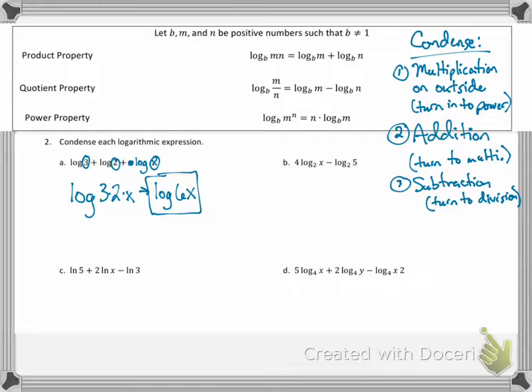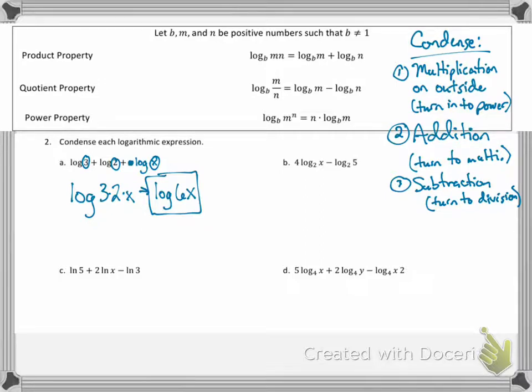So, again, we look for that using that checklist at the beginning. Okay, what we have written here in the top right, there was nothing multiplied out front, so there's no power. Everything's being added, which means all the values after the log are getting multiplied together. 3 times 2 times x becomes 6x. We can rewrite this as log of 6x. All done. No other operations, so there's nothing more to do.